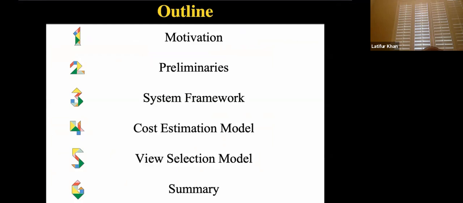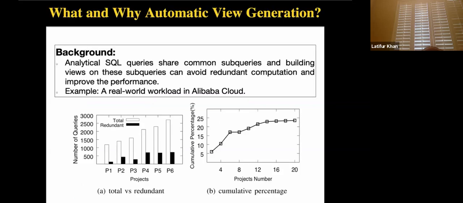So let's first see the motivation. The first question is what and why automatic view generation. As we all know, analytical SQL queries share common subqueries, and building views on these subqueries can avoid redundant computation and improve the performance. Please look at the example. The figures are plotted based on a real-world workload in Alibaba Cloud. From the 2 figures, we can conclude that there actually exist many redundant computations in real-world workloads.